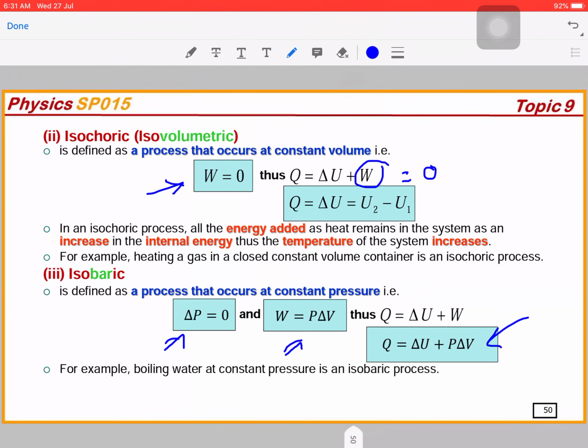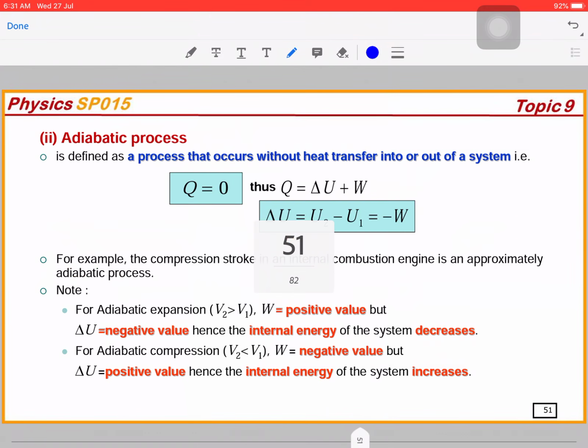So, remember this formula lah. Next, adiabatic process is defined as the process that occurs without heat transfer into or out of the system. Okay, tak ada heat transfer. So, Q is equal to 0. So, kita boleh gunakan equation Q is equal to delta U plus W. Automatically, it becomes delta U is equal to negative W.